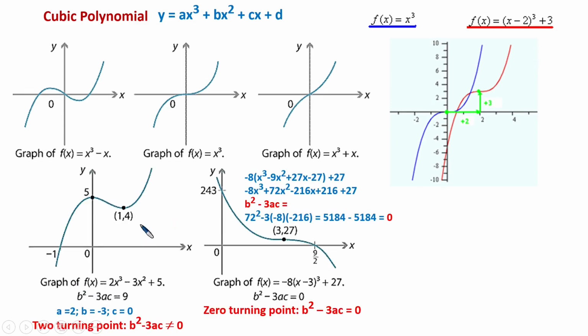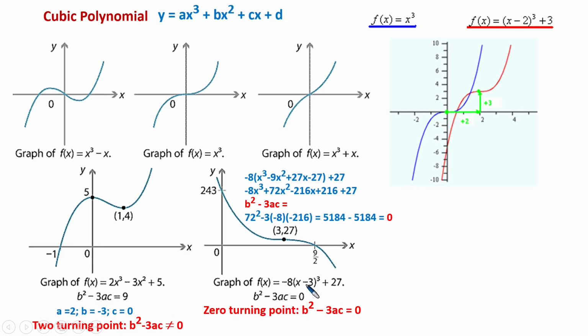Now we will see some interesting properties of this. If this is your cubic equation, here a, b, c is 0, that is the linear term, and d is 5. One interesting thing: b square minus 3ac, where b is minus 3, so b square is plus 9, and since c is 0 there is no other term, so this is 9. If b square minus 3ac is not equal to 0, then you will have two turning points. If b square minus 3ac is 0, then you have 0 turning points. So these are the criteria.